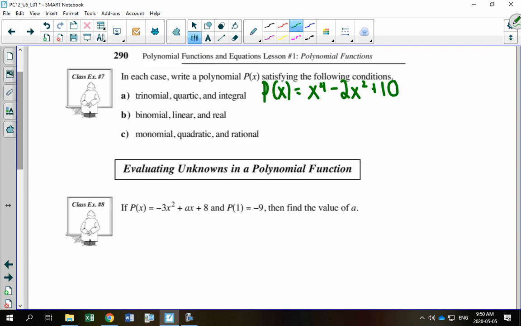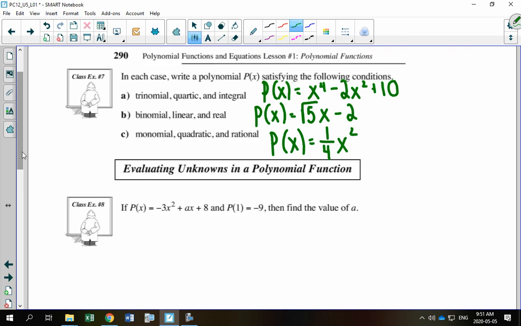B, we want a binomial, so 2 terms, linear, so that means degree of 1, and real number coefficients. So we could have root 5 x minus 2, right? So 2 terms, linear, and we have a real number in there. And then lastly, a monomial, which is quadratic and rational. So we need a fraction in there. So 1 over 4 x squared would work.